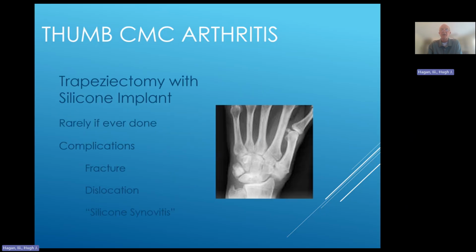Trapeziectomy with a silicone implant was still done when I was in training. And then when I was a fellow, we were taking them all out. And now nobody does it anymore because of fragmentation of the implant under axial load and synovitis associated with that.